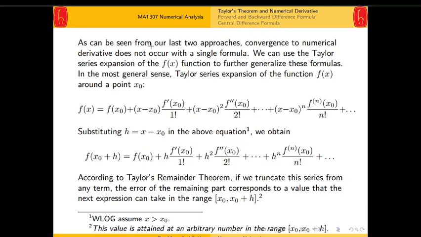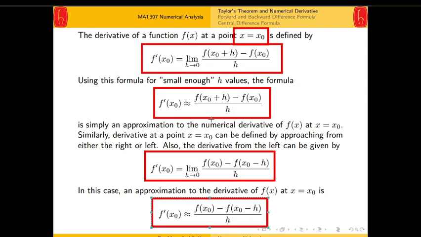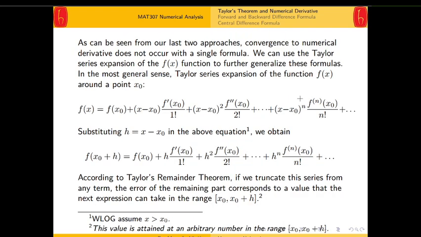As can be seen from the last two approaches, convergence to the numerical derivative doesn't occur with a single formula. We have found two different formulas immediately. So it seems like the numerical derivative can be found by various formulas. It's not limited to just one formula, like this one or that one. We have more than one option to find the numerical derivative.